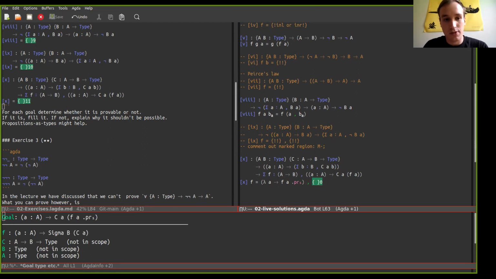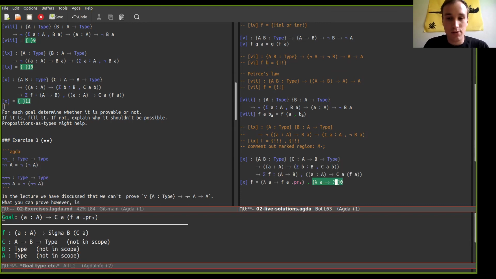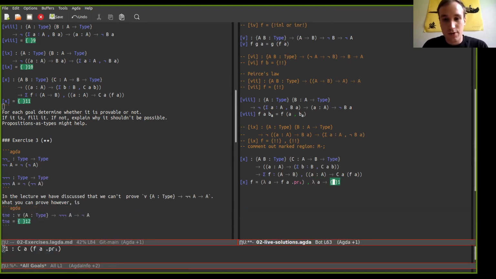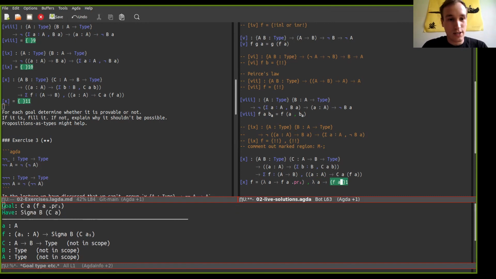So again, this is now a dependent function, but we work completely analogously to lambda A to question mark. So what we have to do now is we have an A and an F again, and we have to produce something of C of A of F of A first projection. Well, there's not much we can do. We can do F of A.